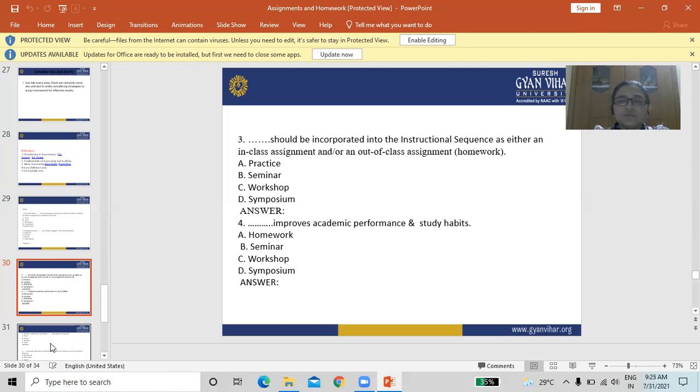Next MCQs, fill in the blank, improve academic performance and study habit. Option A, homework. Option B, seminar. Option C, workshop. Option D, symposium. Choose the appropriate answer and send me your answer in my comment box.